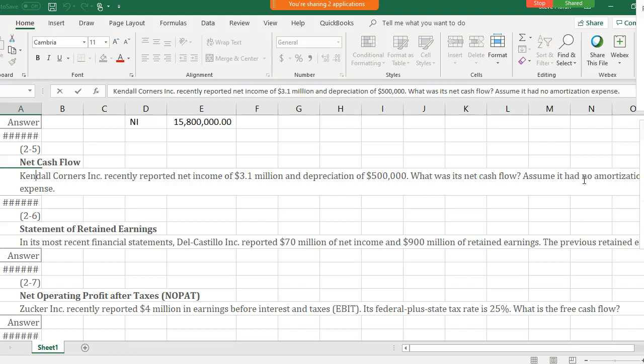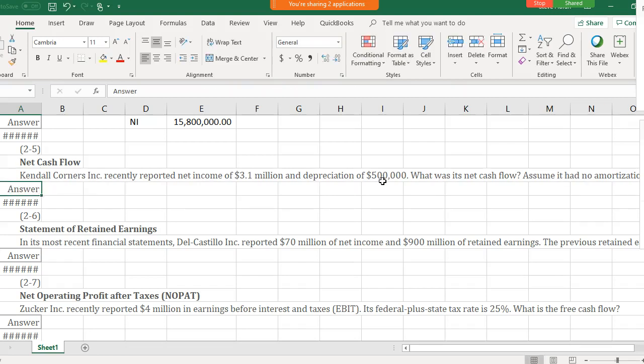Okay, and so in finance we really focus on cash. Okay, so if I've got net income of $3.1 million and I have depreciation of $500,000, that means my $3.1 million has been reduced by $500,000. But if I'm focusing on cash flow, all I have to do is add it back. Okay, so the answer is really simple. It's just simply the $3.1 million plus the $500,000.